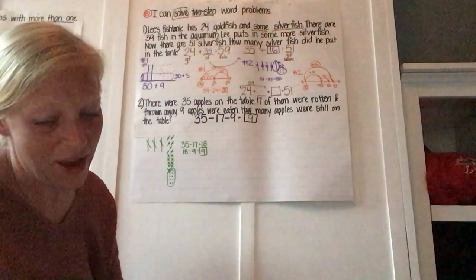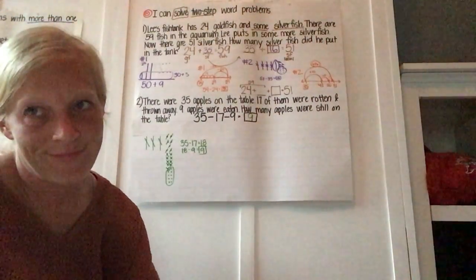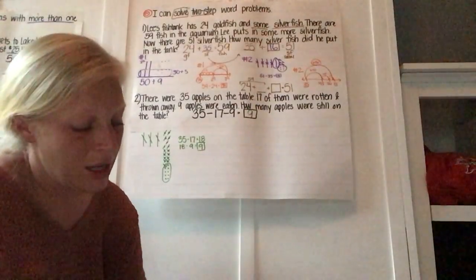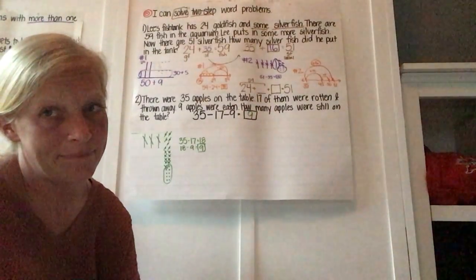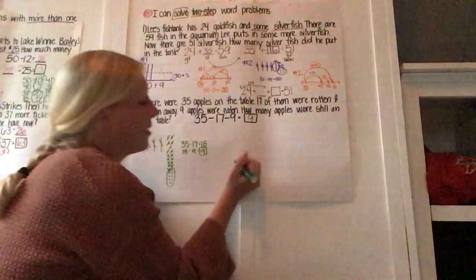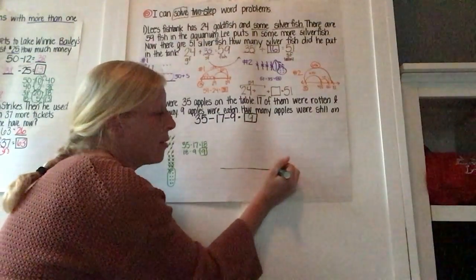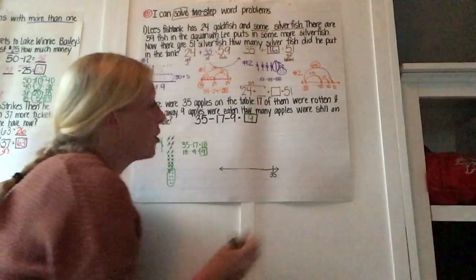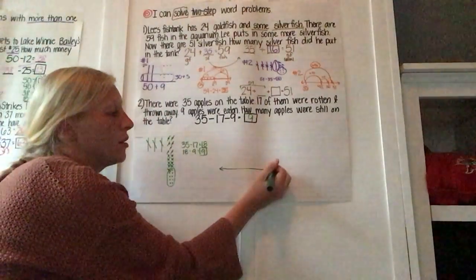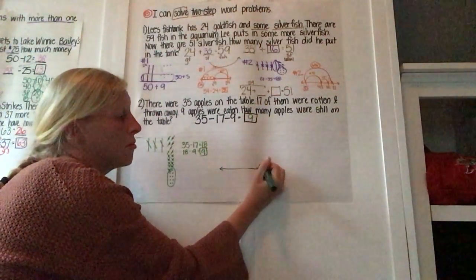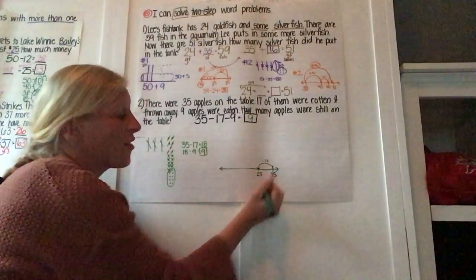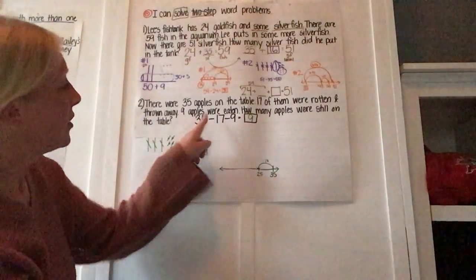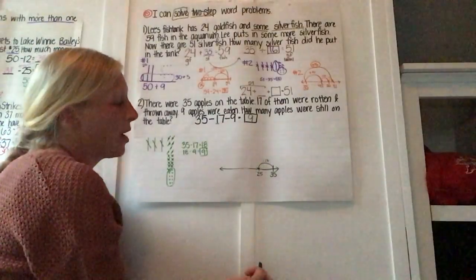All right, now, number line. What did you do with that number line? One big number line, okay. Where'd you start? 35. Okay, then what did you do? Took away 10. I got 25. Why 10? From that 17. Okay, then what?